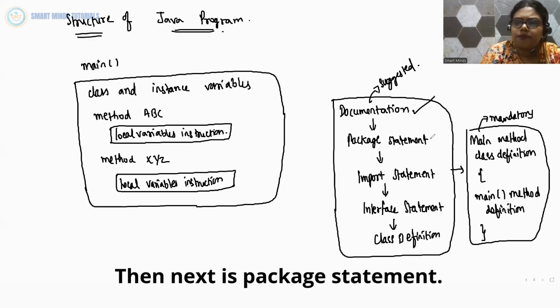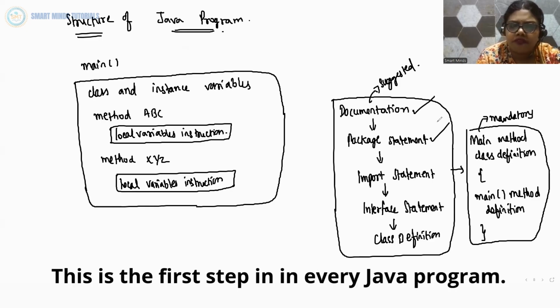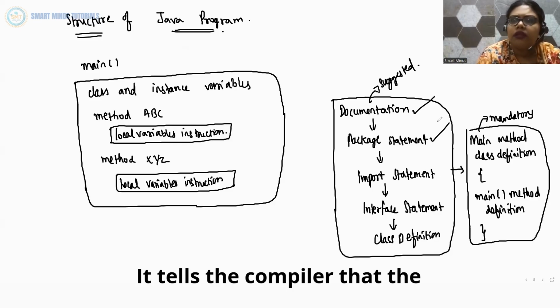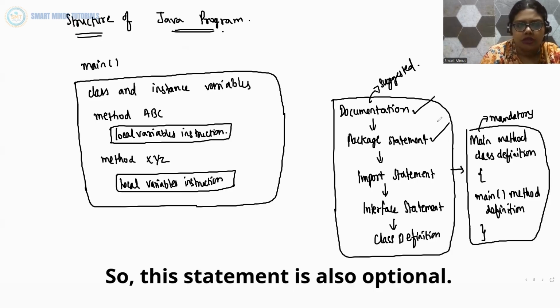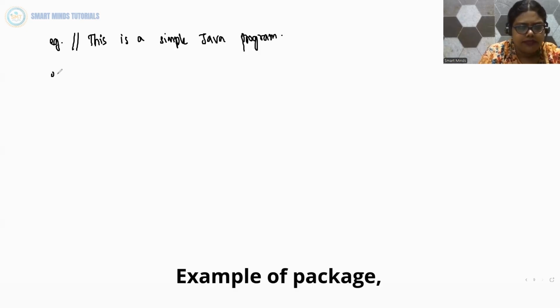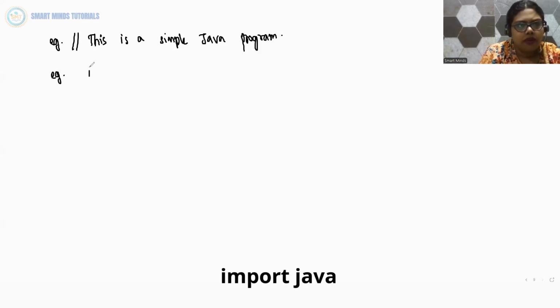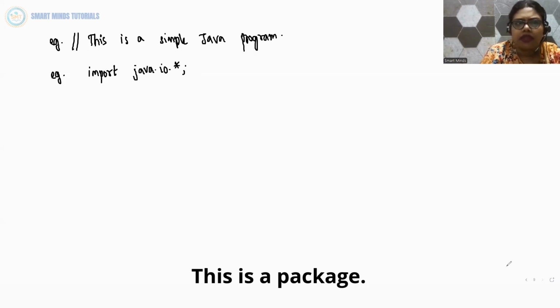Then next is the package statement. So what is the package statement? This is the first statement in every Java program. It tells the compiler that the classes defined here belong to this package. So this statement is also optional. For example, I will show you an example of a package import: java.io.*. This is a package.